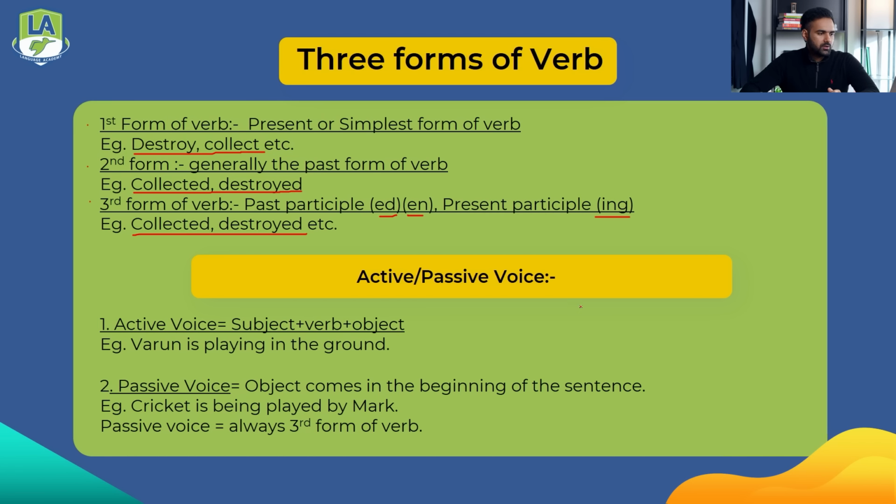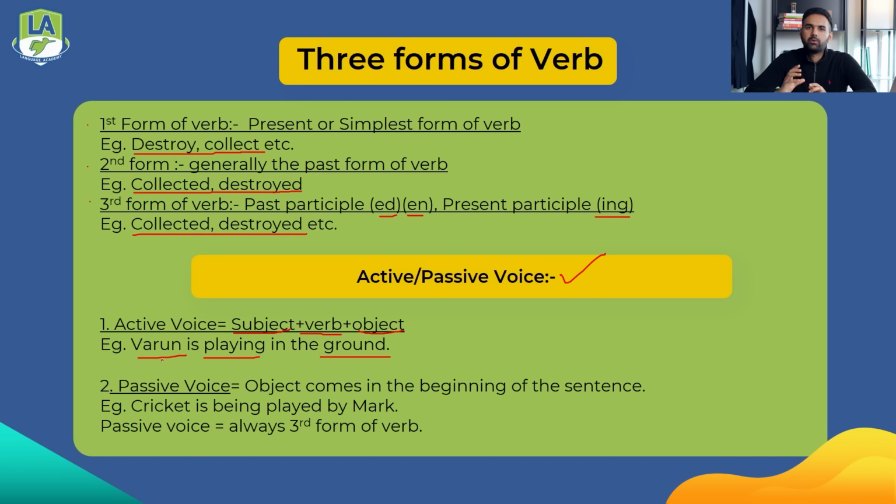Similarly, it's important that you understand what active and passive voice is. In English, sentence is always formed this way. Sentence is subject, verb, object. Subject means person who is performing any kind of activity, verb whatever he is doing, object things on which activity is being performed. For example, Varun is playing in the ground.